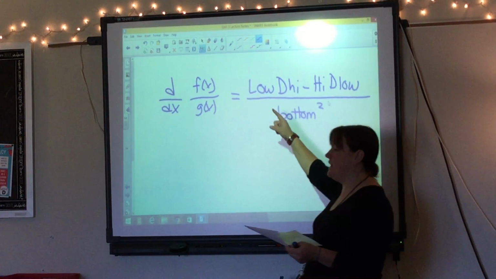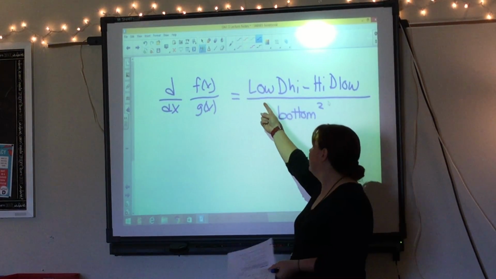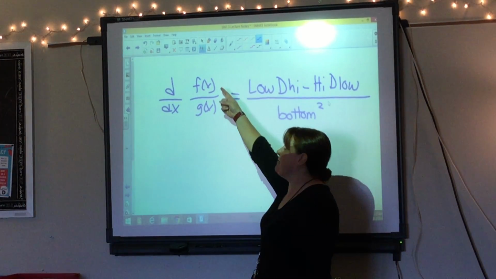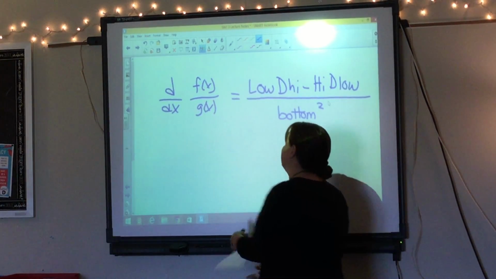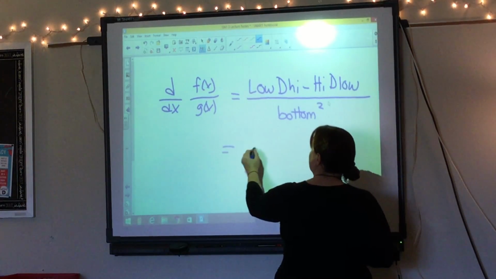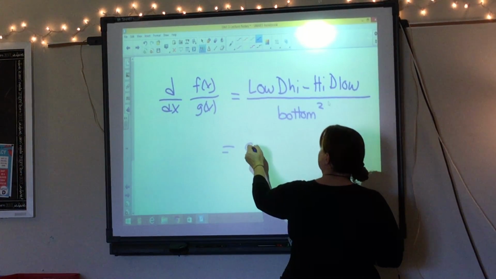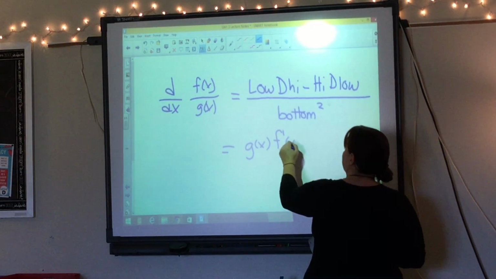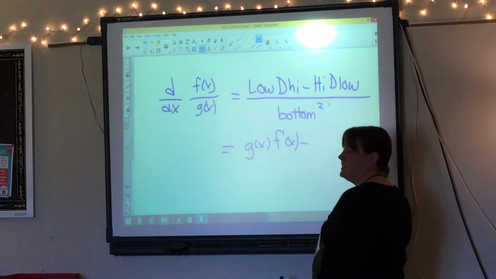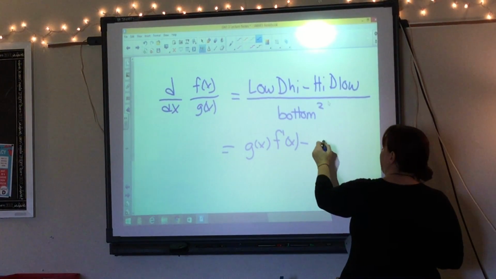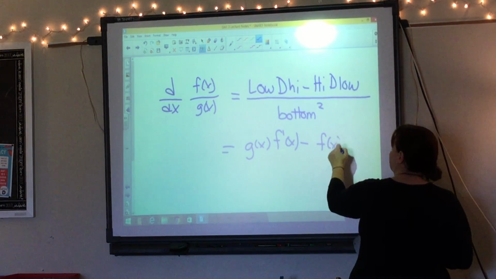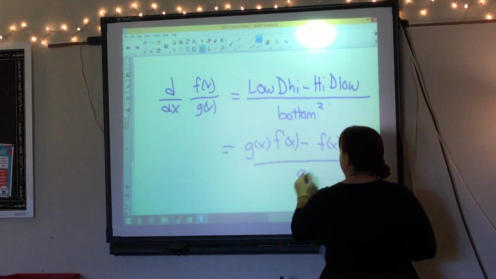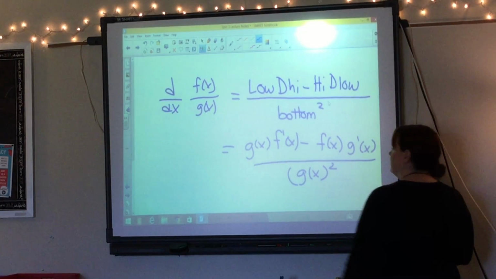So now let's figure out what this actually means. Low means the bottom function, so g of x. High means the top function. D high is the derivative of the top. So we're going to say g of x d high, which is f prime, minus high d low, square the bottom, and away we go.